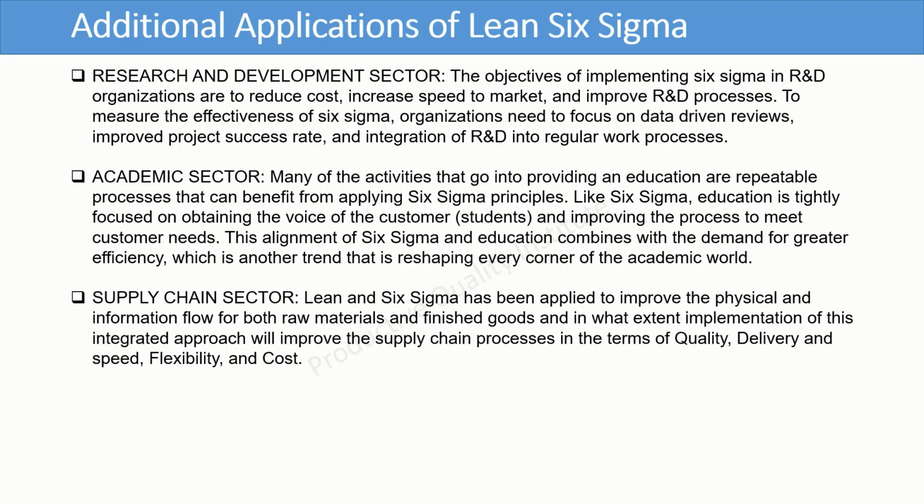Supply chain sector. Lean and Six Sigma has been applied to improve the physical and information flow for both raw materials and finished goods, and to examine to what extent implementation of this integrated approach will improve the supply chain processes in terms of quality, delivery and speed, flexibility, and cost.